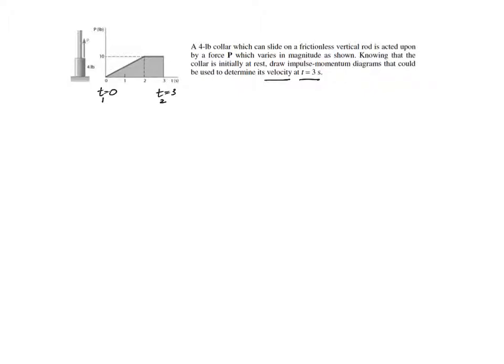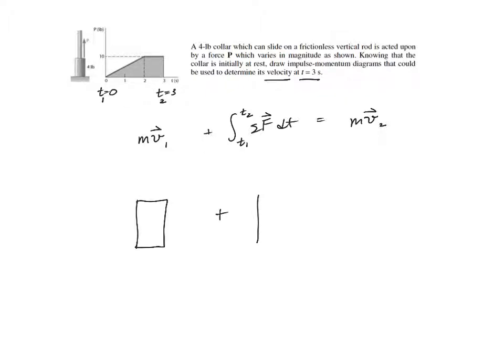That's going to be t2. So our impulse momentum looks like mv at time 1 plus the integral across the time of the forces integrated, and that's going to be equal to the mass times the velocity at 2. So we are going to draw a picture of the collar, at time 1, there's going to be our impulse, and then at time 2.